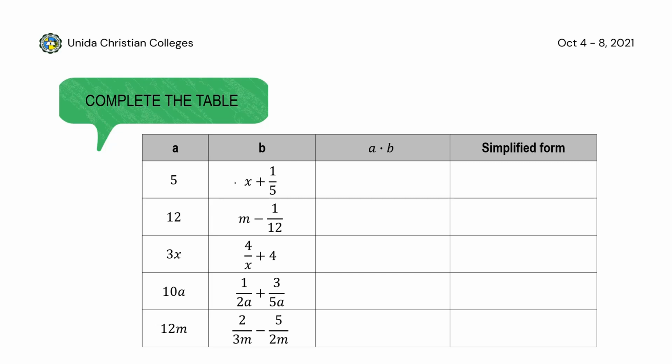So we're going to multiply 5 by (x plus 1)/5. So this will be 5 times (x plus 1)/5. When we are multiplying, we're going to distribute. So 5 times x is 5x plus 5 times 1, that is 5, all over 5. Next, second row, 12 times (m minus 1)/12. We have 12m minus 12 over 12.